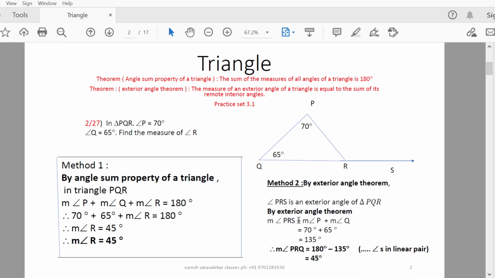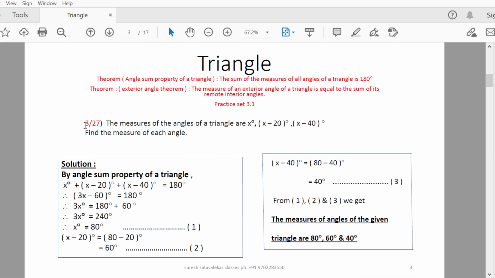So measure angle PRS is equal to 70 plus 65, that is 135 degrees. And measure angle PRQ we want. PRQ will be 180 minus 135. It is a property of angles in linear pair. That comes out to be 45 degrees. There are two methods. Any method can be used.